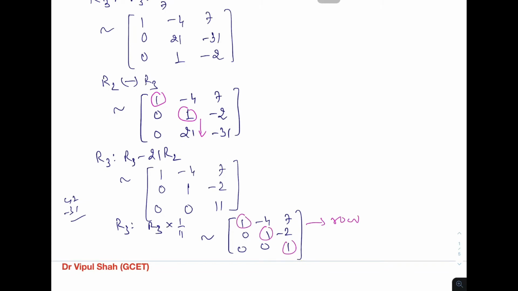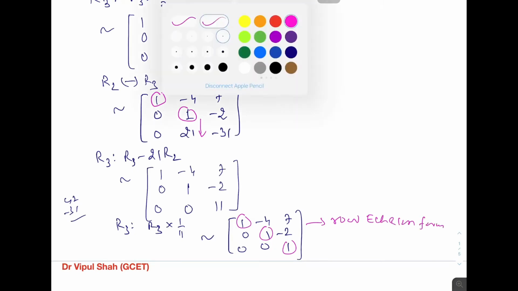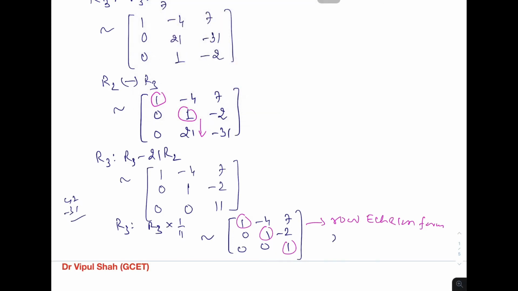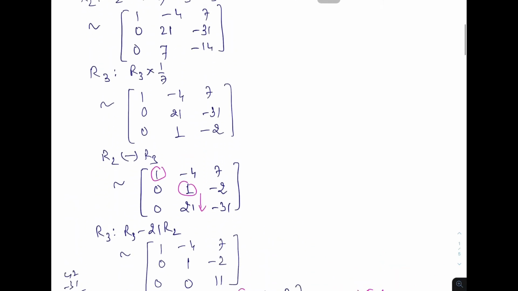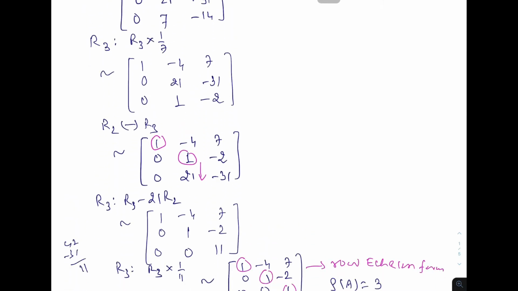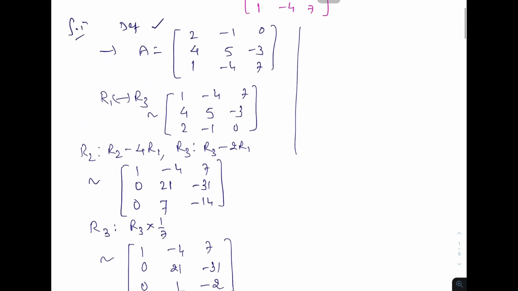So this is in row echelon form, and therefore the rank is the number of non-zero rows. So non-zero rows are 3. Now if we are having a 3 by 3 matrix, we have another way also to find out the rank of a matrix.